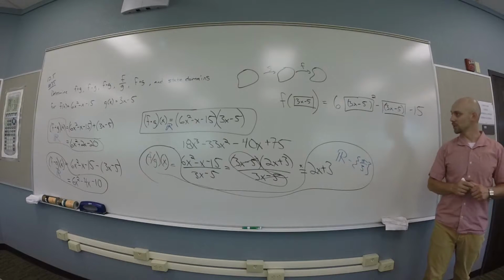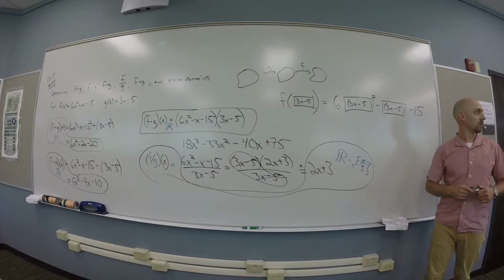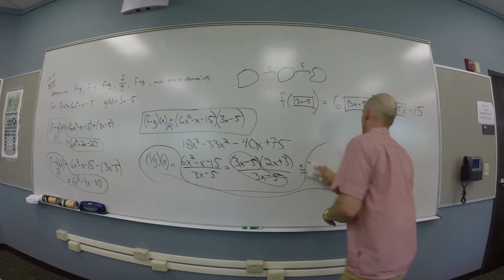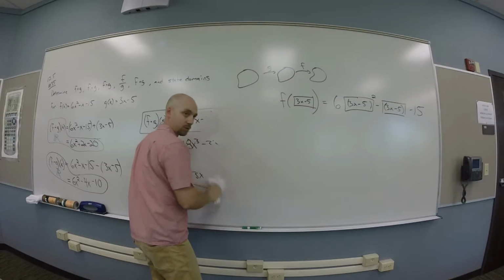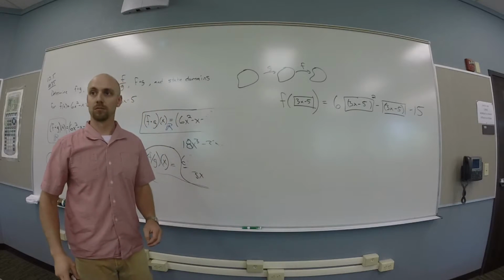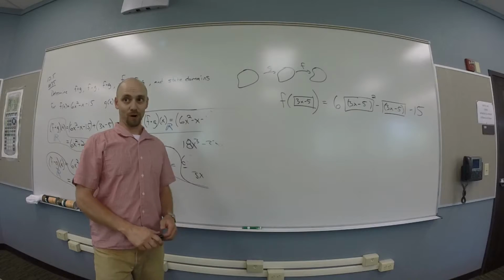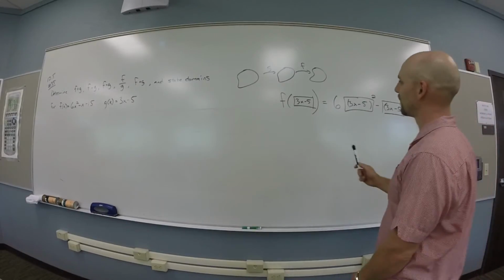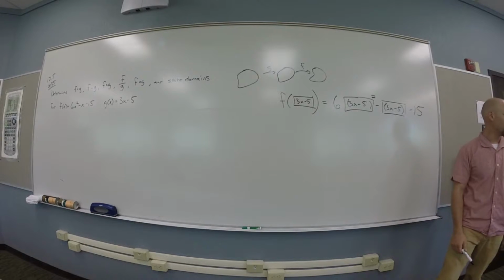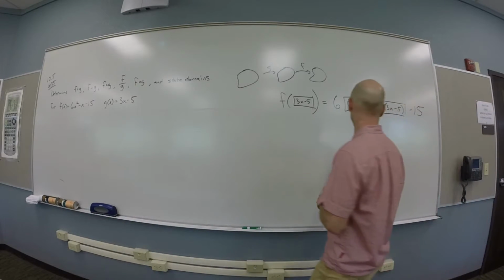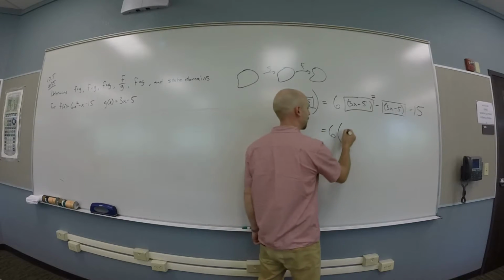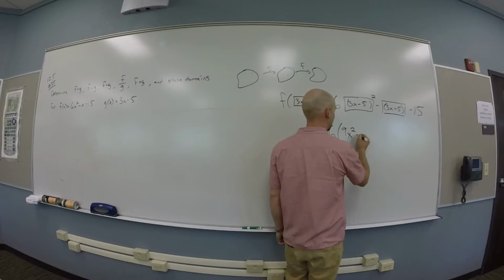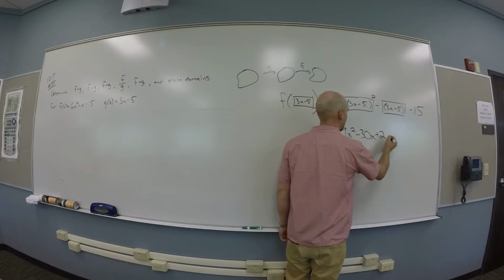This is where things are going to get wild because I've got to do a bunch of foiling. Do you guys want to take a second to remember how to foil? So let's finish off f composed with g. What did you get when you foiled? 6 times parentheses 9x squared minus 30x plus 25.